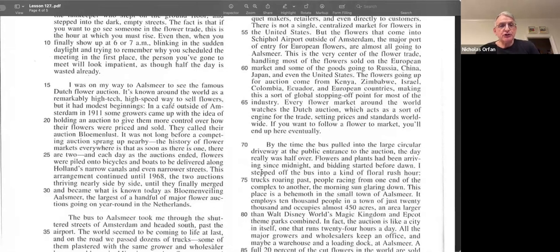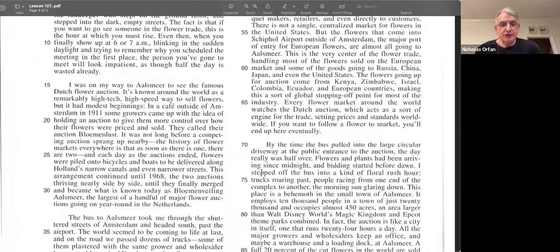They called their auction Bloemenlust. It was not long before a competing auction sprang up nearby. The history of flower markets everywhere is that as soon as there is one, there are two. And each day as the auction ended, flowers were piled onto bicycles and boats to be delivered along Holland's narrow canals and even narrower streets.